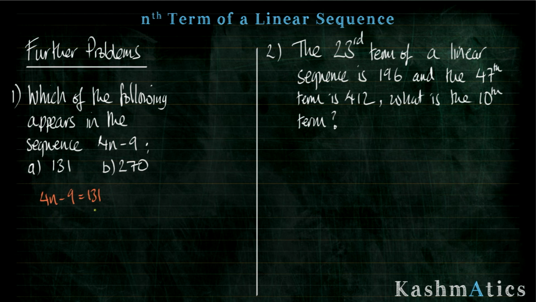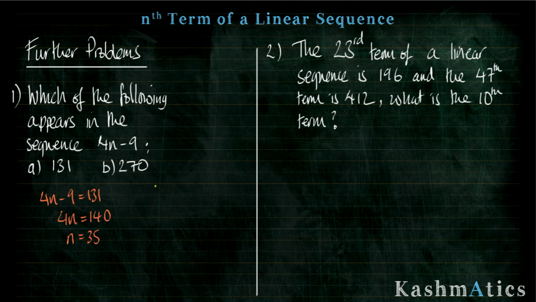So 4n take away 9 equals 131. So let's add 9 to both sides to get 4n equals 140. Then if I divide by 4, I get n equals 35. So what we can say is, yes, 131 is in that sequence and it's the 35th number.